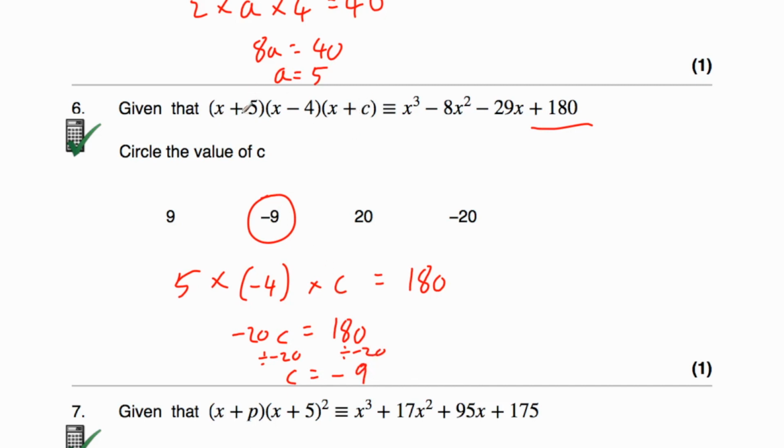So now if we just check it, 5 times minus 4 is minus 20, times minus 9 is 180, because a negative times a negative is a positive, so it's going to be 180. So c would have to be negative 9.